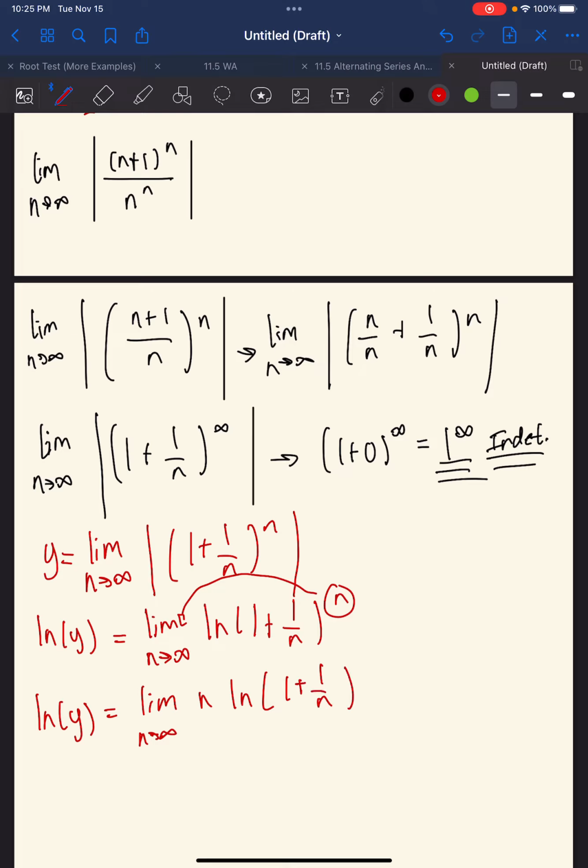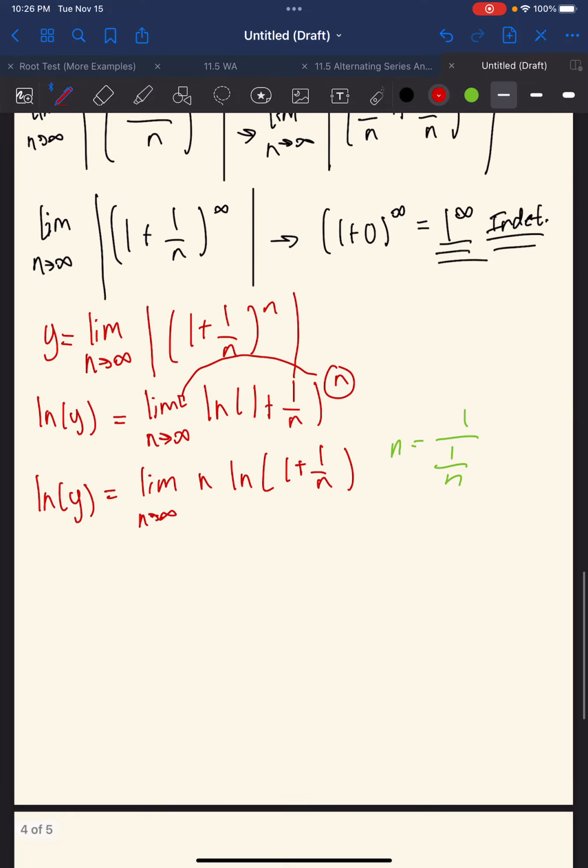And a quick side note for the simplification: n can be written as 1 over 1 over n. This is the same thing because if you divide by this, you'd be multiplying by the reciprocal, so those are equivalent statements. So I'm going to replace the n with this green part over here. So we'd have ln y equal to the limit as n approaches infinity of ln of 1 plus 1 over n, over 1 over n.